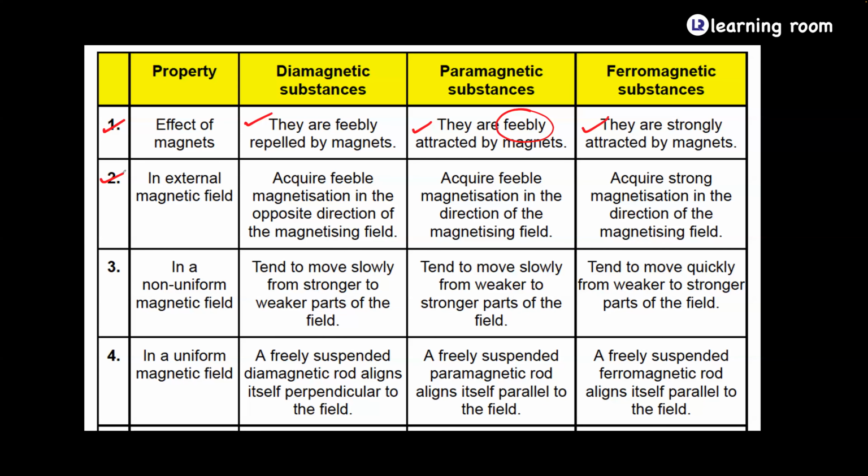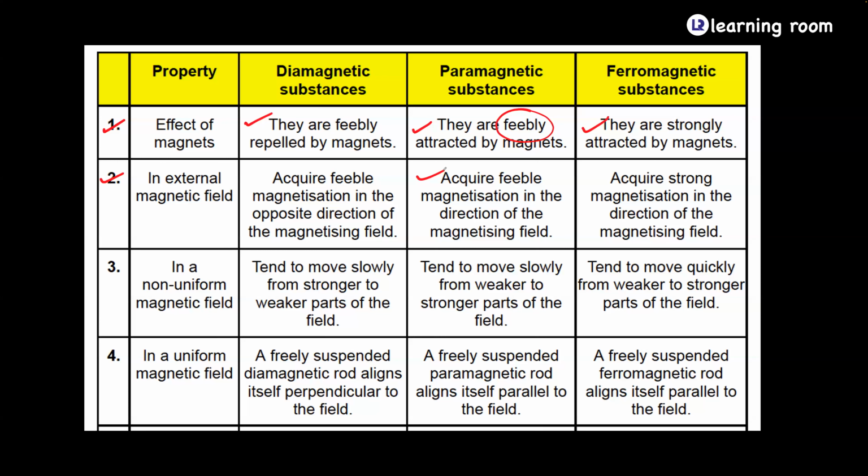So if the external magnetic field is existing like this, then inside a diamagnetic substance, the magnetic field will get generated in the opposite direction so that the net effect will get nullified. What will happen to a paramagnetic substance? It will acquire feeble magnetization in the direction of magnetizing field. Means if there is a magnetizing field in this direction, inside a paramagnetic substance, a magnetic field will get induced in the same direction, but it will be feeble.